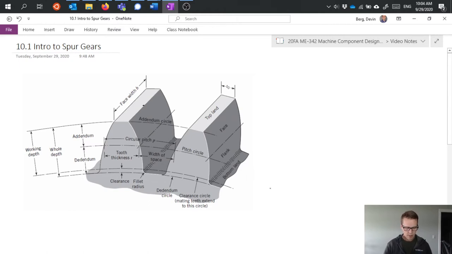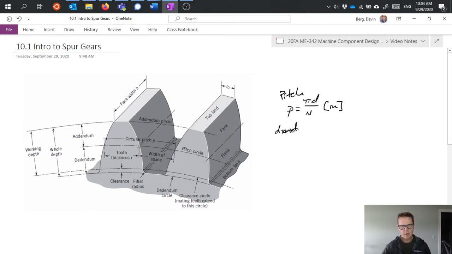All right, so some of the key things that we would want to know: the pitch, equal to pi D over N, with units of inches. D in this case is the diameter at the pitch circle, and N is the number of teeth that the gear has, and that gives us the pitch. So it's measured, again, in inches.